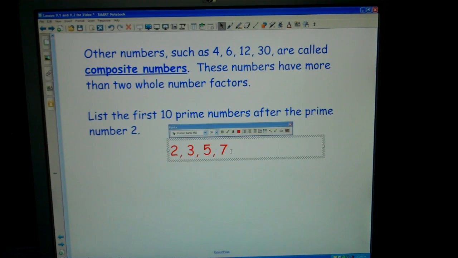Alright? There you go. What could we continue after this? Let's see. 8. No, that's not a prime number. That's a composite. 9. Nope, that's a composite, not a prime. 10, nope. 11. Is that a prime number? Yes, we can add 11. 12, no, that's composite. 13, prime or composite? Prime, good. All right, you get the idea.